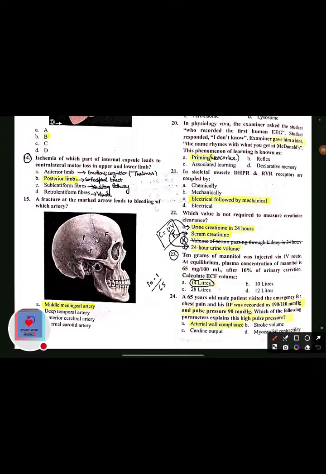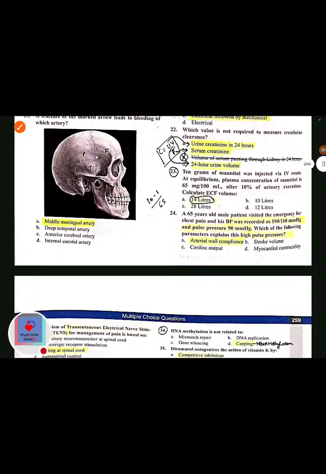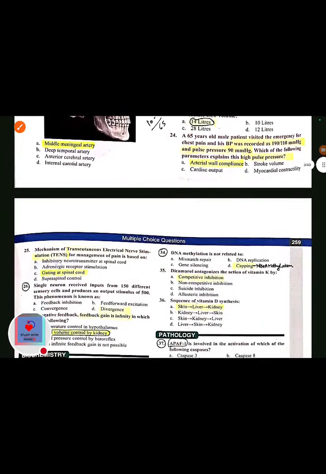A 65-year-old male patient visited the emergency for chest pain and his BP was recorded 190 upon 110 and pulse pressure 90 mm. Which of the following parameters explains his high pulse pressure? It is arterial wall compliance.